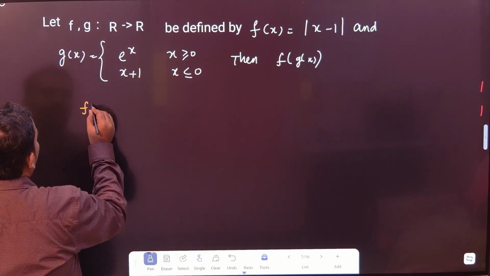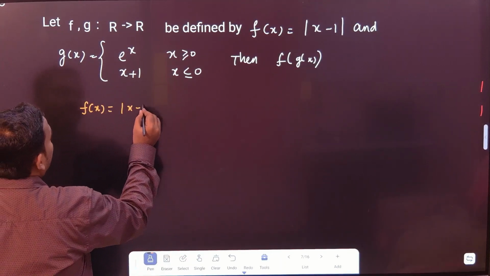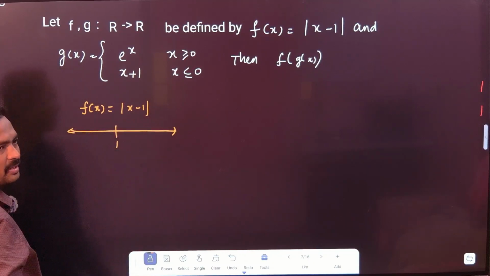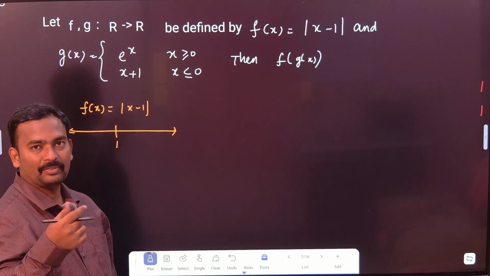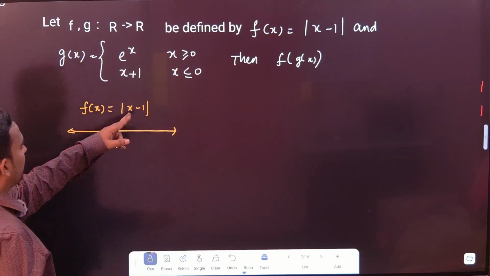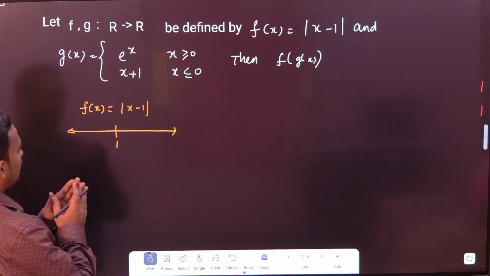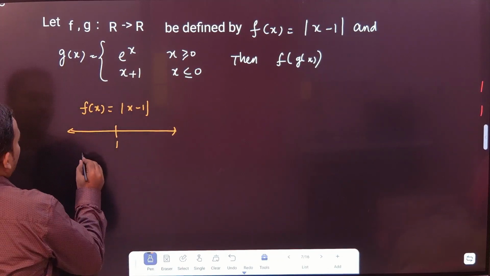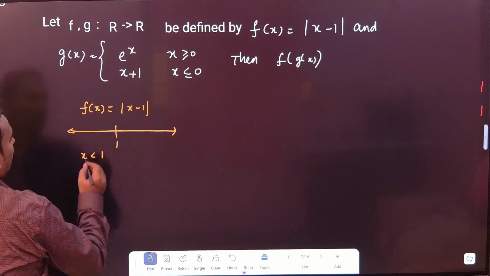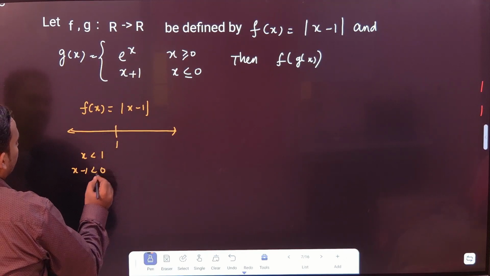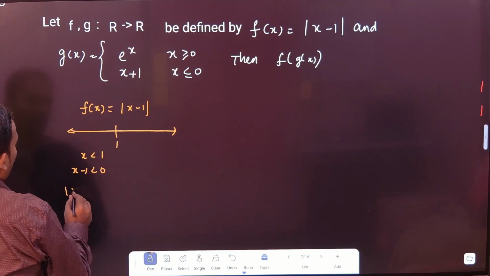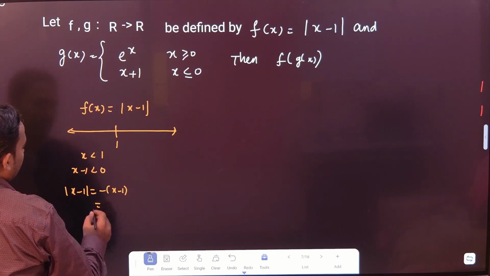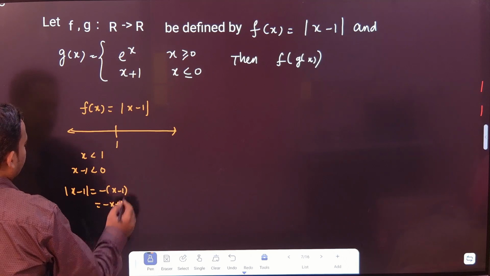First you have to redefine the first function, mod x minus 1. The breaking point here is x equal to 1. By the definition of mod, you can use x minus 1 equal to 0, so the breaking point is x equal to 1, right? If x is strictly less than 1, x minus 1 is less than 0, right? Therefore, mod x minus 1 is minus of x minus 1, that is equal to minus x plus 1.